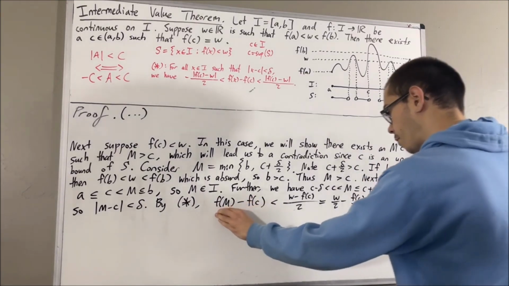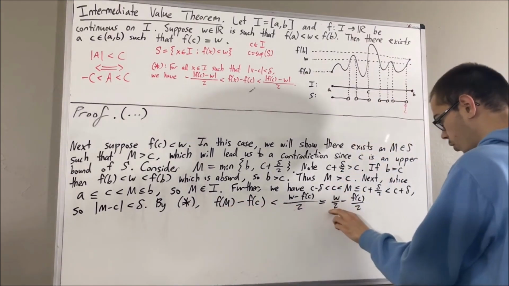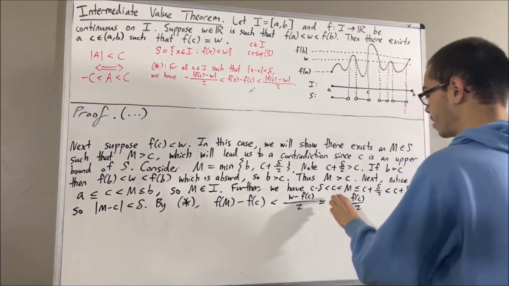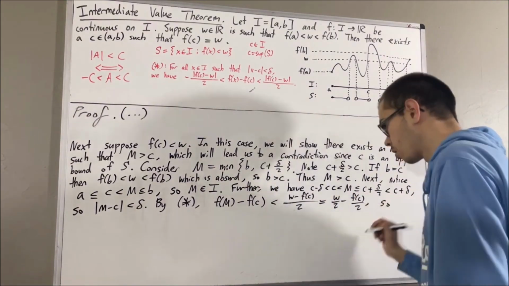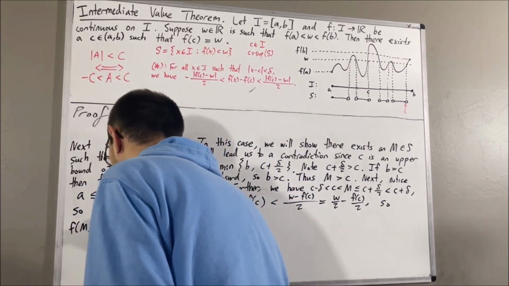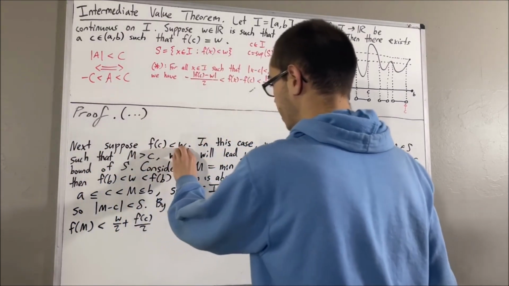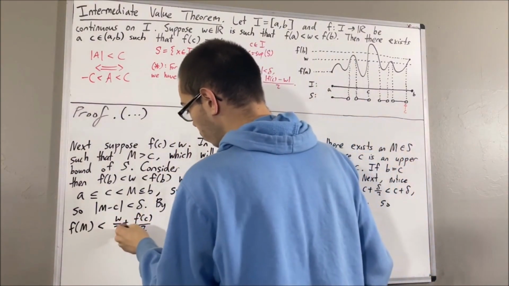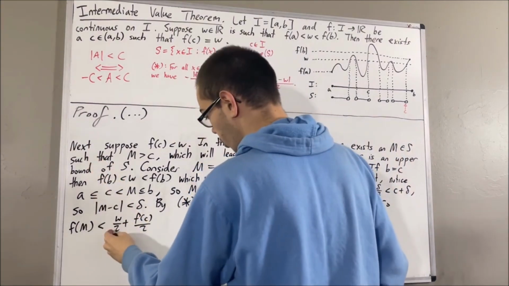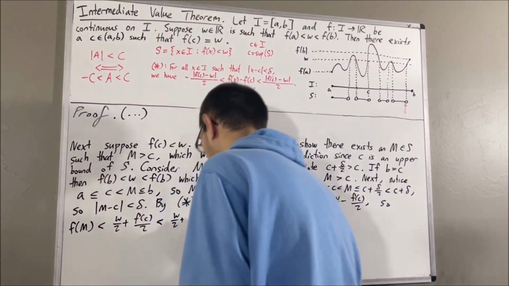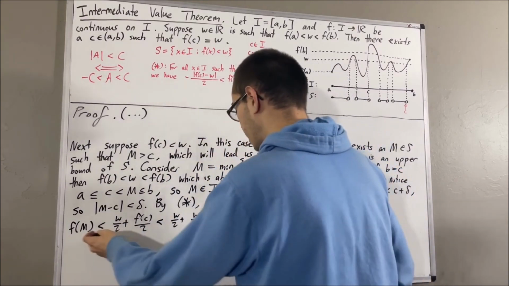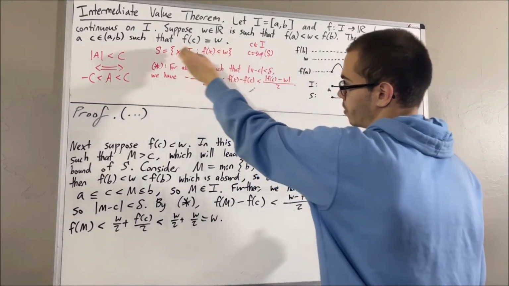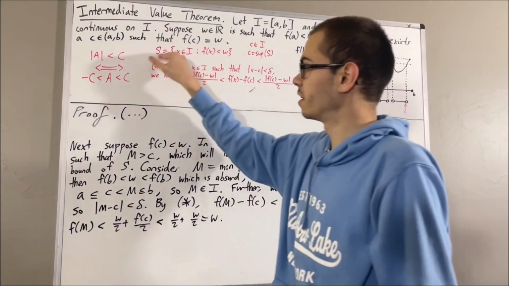And then notice we have f of m minus f of c is less than w over 2 minus f of c over 2. Adding f of c to the other side, we get f of m is less than w over 2 plus f of c over 2. And then, since f of c is less than w, we have f of c over 2 is less than w over 2. Therefore, w over 2 plus f of c over 2 is less than w over 2 plus w over 2, which is equal to w. And so f of m is less than w. And so we have shown that m satisfies the other requirement to be an element of S. Therefore, m is an element of S.